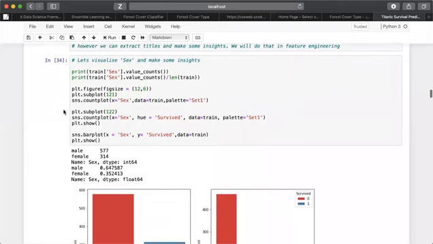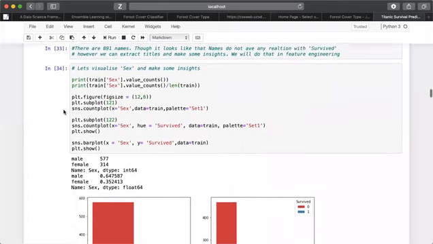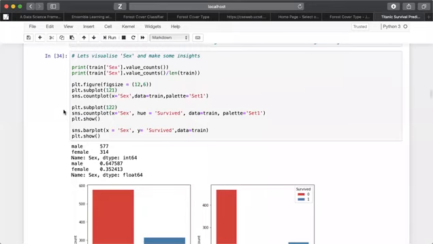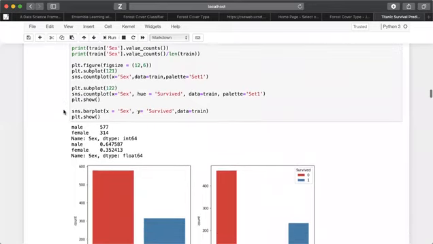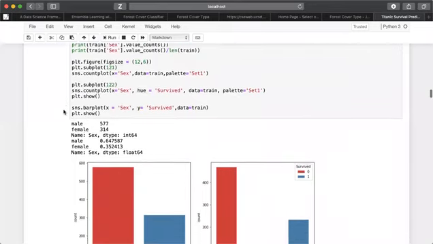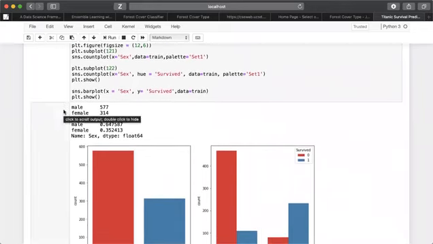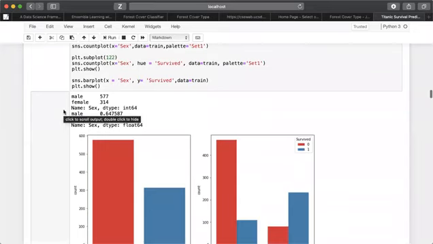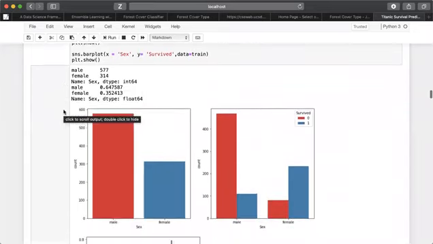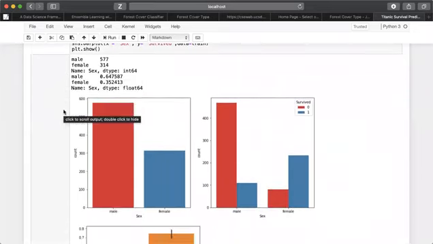Then we come to get some insight into the sex by visualization. So I've done the same thing. First of all, the value count, thereafter the percentage. Then I have done the count plot, and then the count plot with the hue of survive, and then the bar plot with sex and survive. So we see out of total 891, there were 577 males and 314 females.